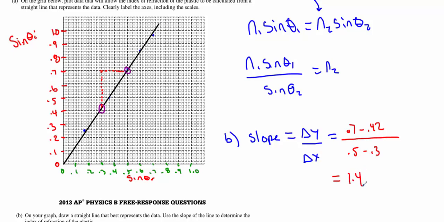Now that's going to vary. Everyone's going to have a slightly different index. So there's a given range of acceptable answers for this problem, and they will accept anywhere from 1.2 to 1.6. So perhaps your line is not quite as steep or is steeper, so your index will vary a little bit.